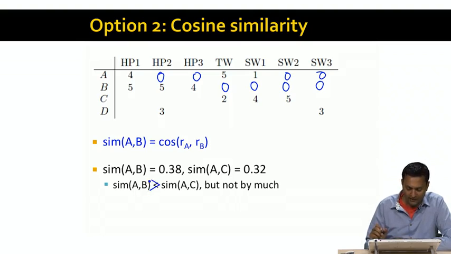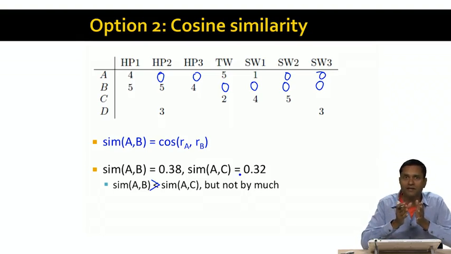But actually, it's not by much. The similarities are very close to each other. It just so happens that the similarity of A and B is marginally greater than the similarity of A and C, which we wanted. Although this still doesn't seem to capture that A and B are much more similar to each other than A and C are.